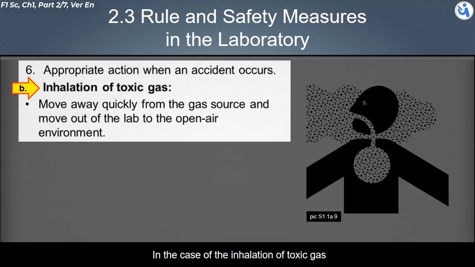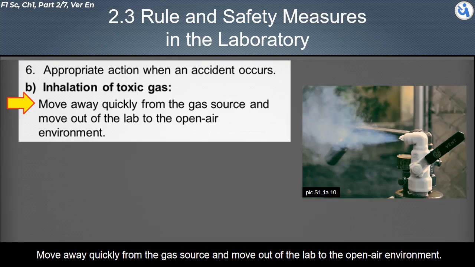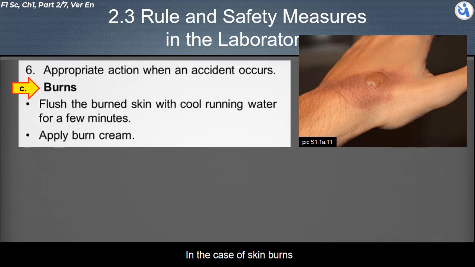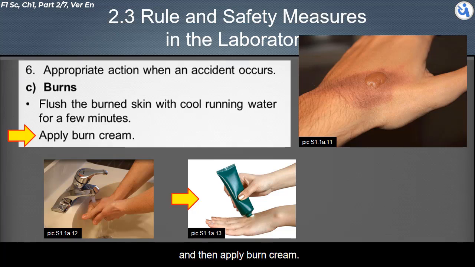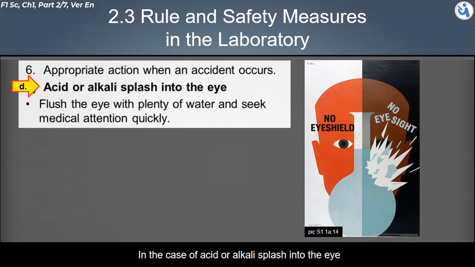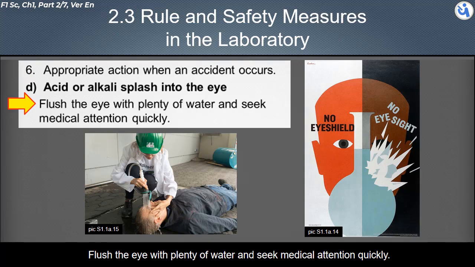In the case of inhalation of toxic gas, move away quickly from the gas source and move out to an open-air environment. In the case of skin burns, flush the burned skin with cool running water for a few minutes, and then apply burn cream. In the case of acid or alkali splashing into the eye, flush the eye with plenty of water and seek medical attention quickly.